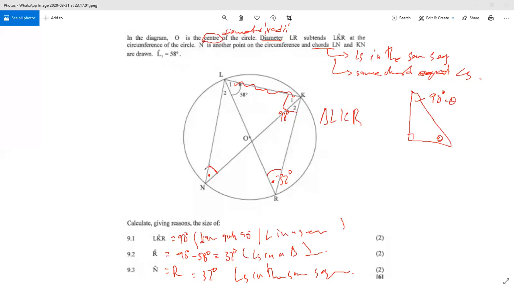So please just try and develop this habit of extracting information from the question, putting it in the diagram where possible, and also writing the possible conclusions that you can get to.